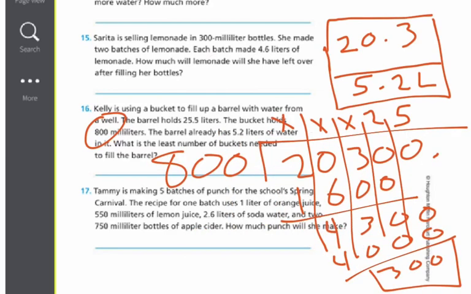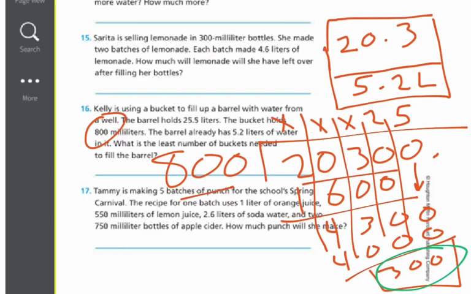Looking at that, you have 20,300 milliliters divided by 800. Goes in 2 times, 1,600, 430 left over. Bring down the 0. 4,000, so there are 3,000 milliliters left over after she's filled the bucket.